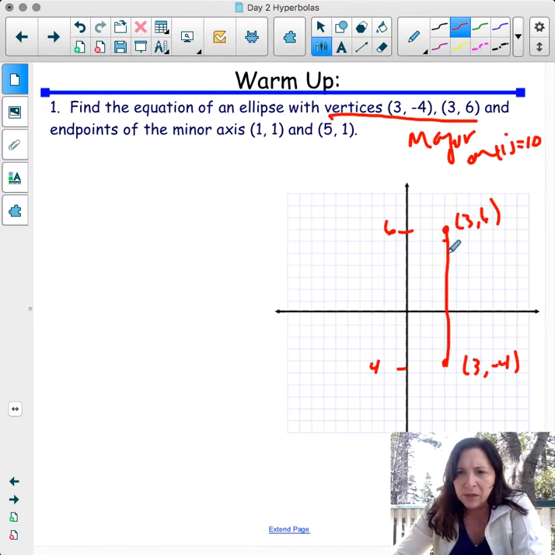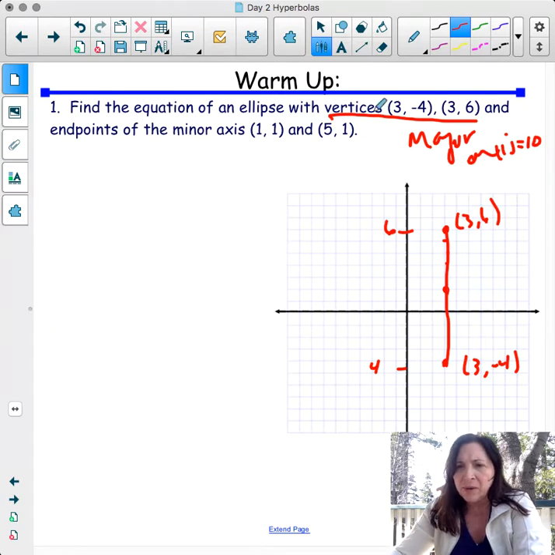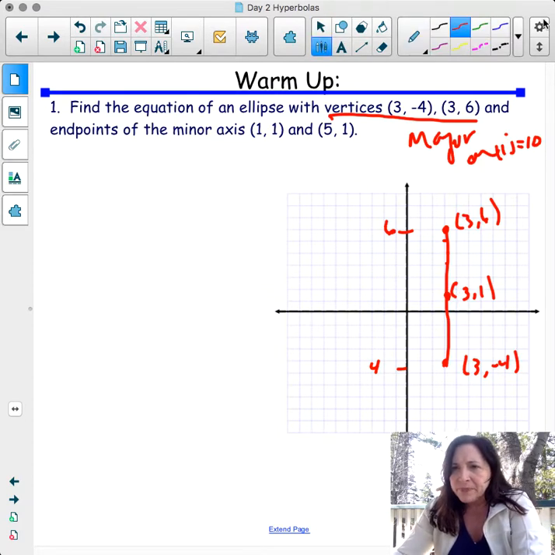So 1, 2, 3, 4, 5. I need to figure out where I am at 5 down from 6. If I count 5 down, I should be at (3, 1). So there we are at (3, 1). I'm going to move that down just a little bit. In addition to that, I have my minor axis points at (1, 1) and (5, 1). And this is my minor axis right here.